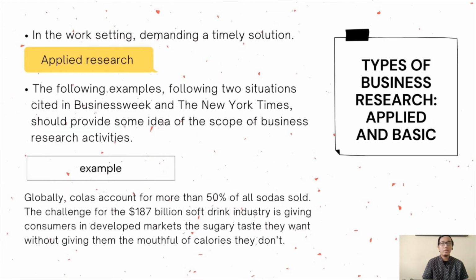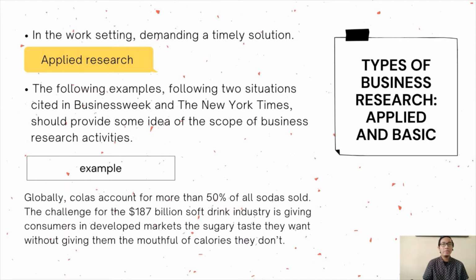Types of business research: applied and basic. In the work setting, research demands a timely solution. For example, a particular product may not be selling well and the manager might want to find the reason for this in order to take corrective action. Such research is called applied research. The other aim is to generate a body of knowledge by trying to comprehend how certain problems that occur in an organization can be solved. This is called basic, fundamental, or pure research.